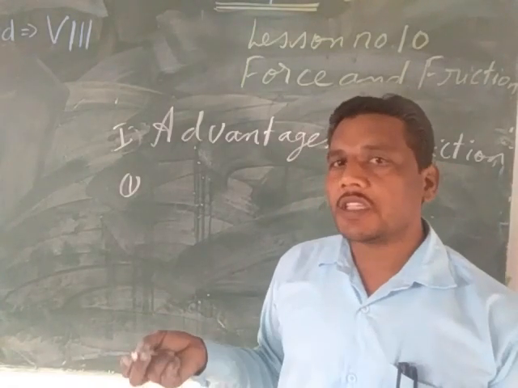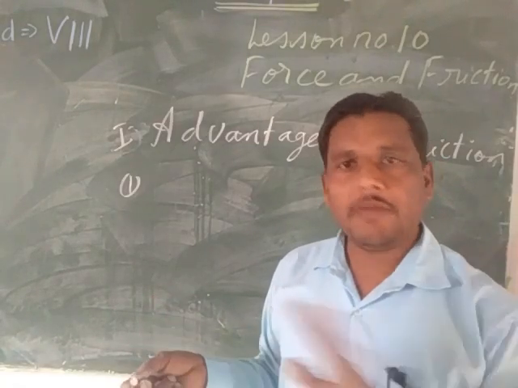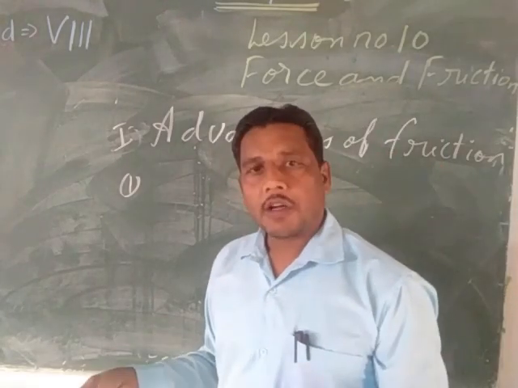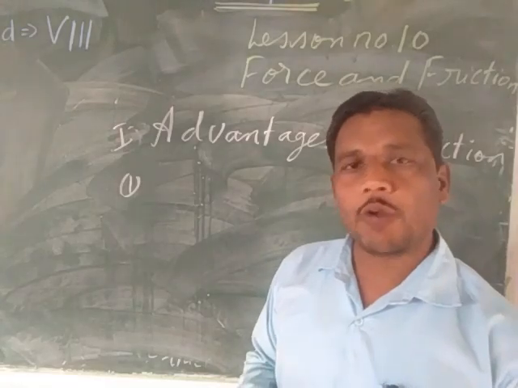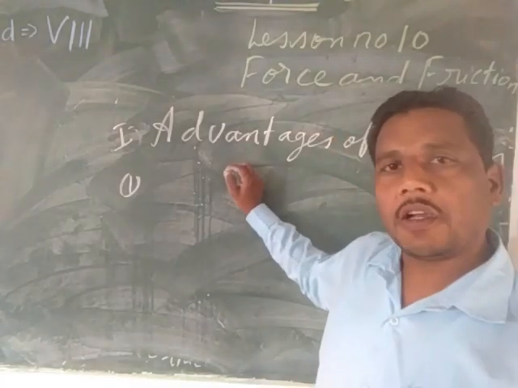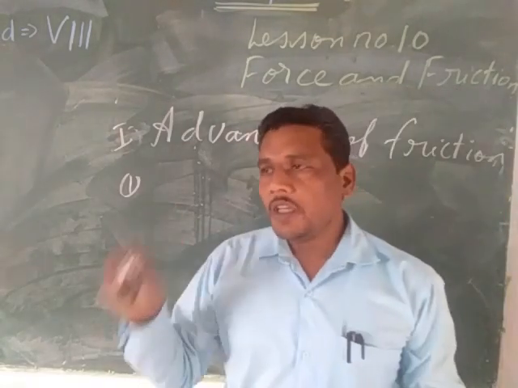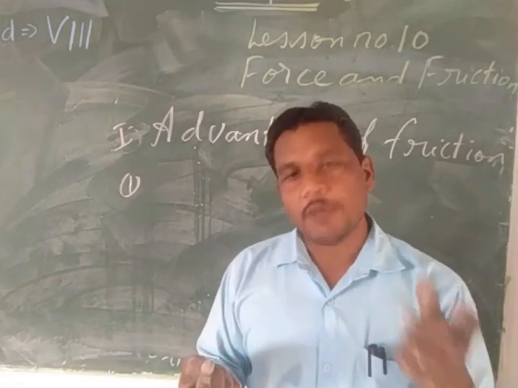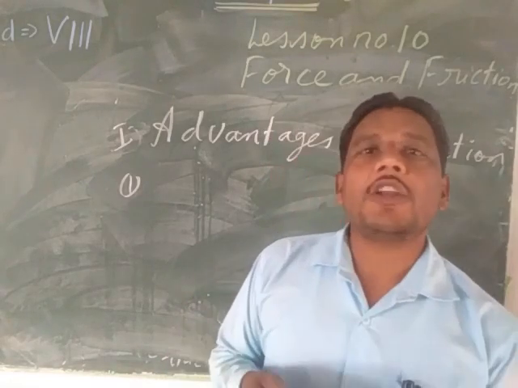If there is no friction between the notebook and the pencil, or the notebook and the pen, we will not be able to write. And we are able to walk and run because of the friction. If there is no friction when we are walking, we cannot walk, we will slip down. We can write because of the friction. When we are tying a knot, the knot remains in place because of the friction. Suppose there is no friction, then the knot cannot remain in place.